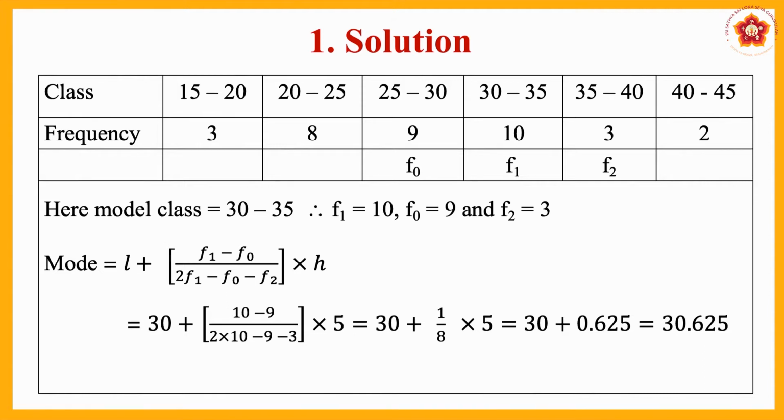Now, let us simplify. 30 write as it is. Now, 10 minus 9 becomes 1. In the denominator, 2 into 10 is 20. From 20 you have to subtract 9 and 3, that is 12. If you subtract 20 minus 12, you will get 8. Write 1 by 8 into H value 5. Now, 5 divided by 8 gives 0.625. Now, add 30 plus 0.625, and the answer becomes 30.625. This is the mode of the given problem.